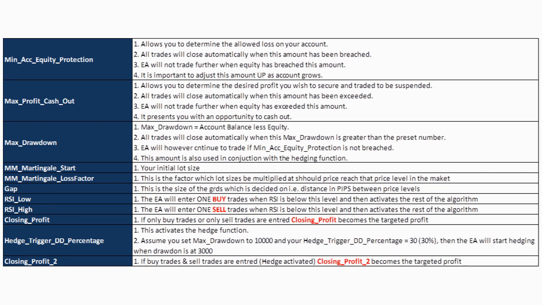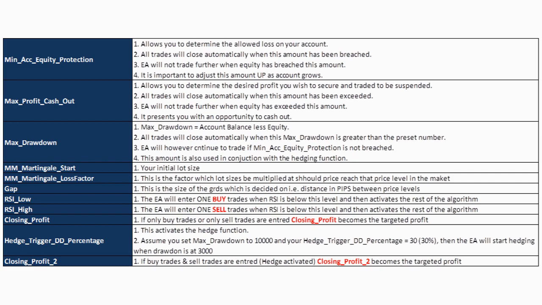The bottom line is you don't want to lose your entire account. And like I said, if you are trading a $10,000 account, you need to decide, are you willing to lose 10%? Are you willing to lose 50% of that account? The choice is really up to you. Once again, I'm going to share some of my settings with you, but the bottom line is that your equity protection will kick in, and this allows you to determine the allowed loss that you want on your account, and you don't want to lose more than that. And the robot will basically stop trading.